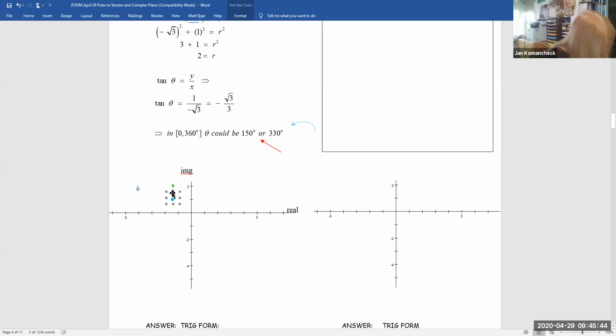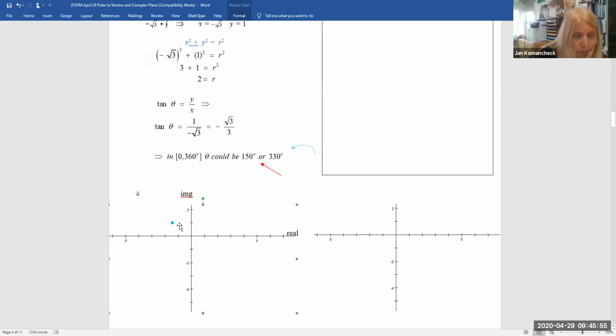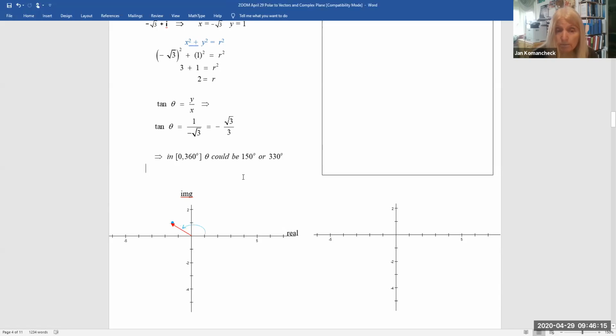Actually, I can get my calculator on. What's the square root of 3? The square root of 3 is approximately 1.7. Because there's a negative here, I'm going negative, and I'm going up on the y, on the imaginary axis, to 1. And I'm saying that's a pretty good place for my vector to be. And then I can see the angle I'm supposed to use is not 330 degrees.